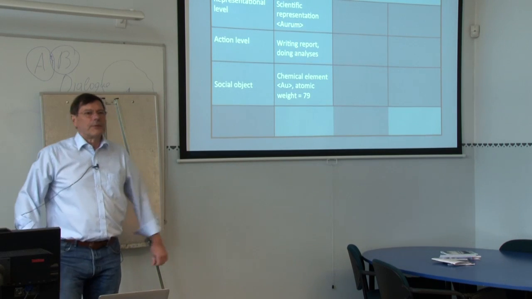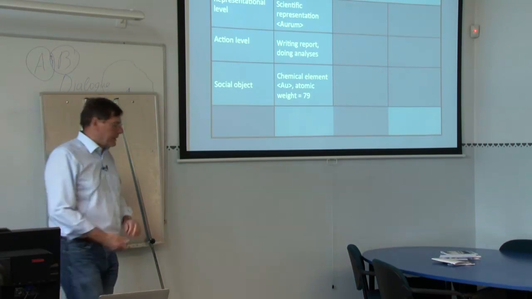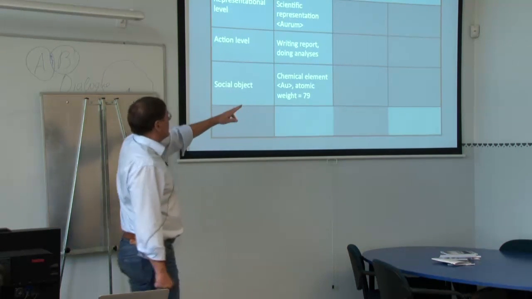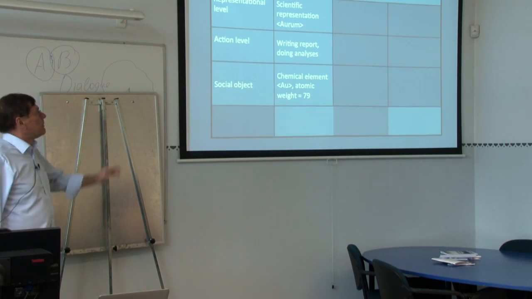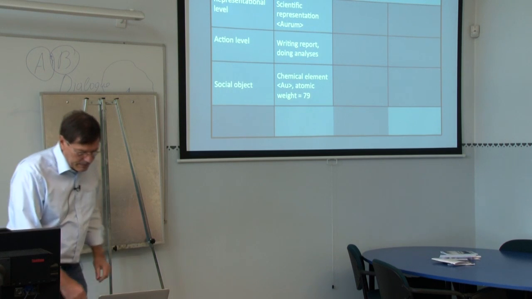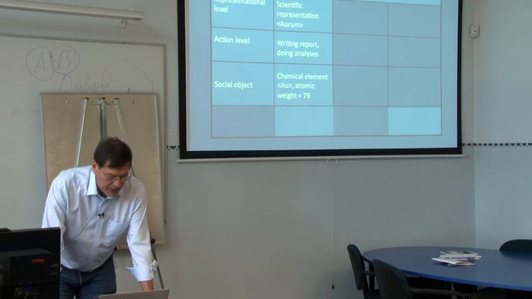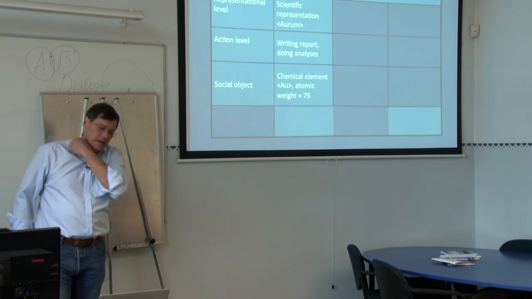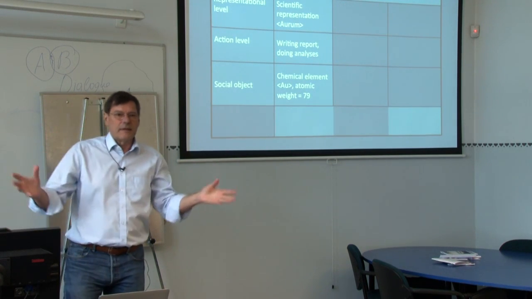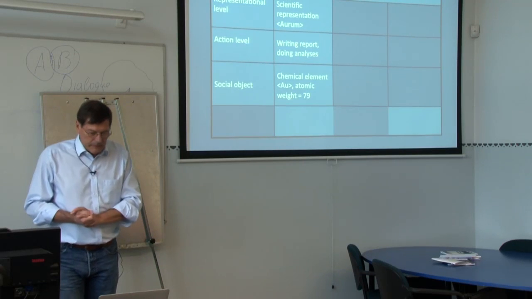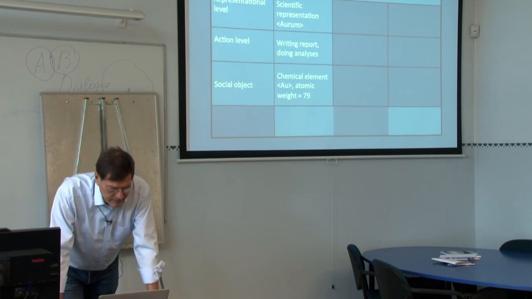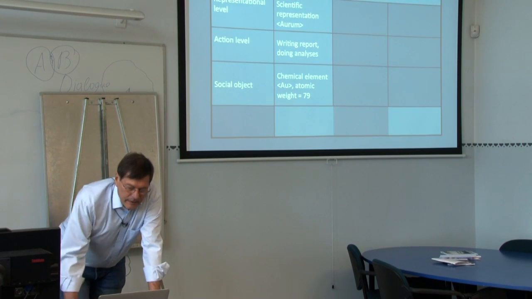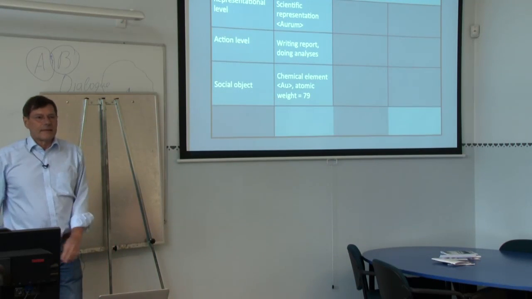And the social object that is being produced by this series of representation and action done by a chemist is something that we call a chemical element, that has a meaning or a sense within the periodic system of elements and that has a certain atomic weight, in this case 79. Let's look at Aztecs.